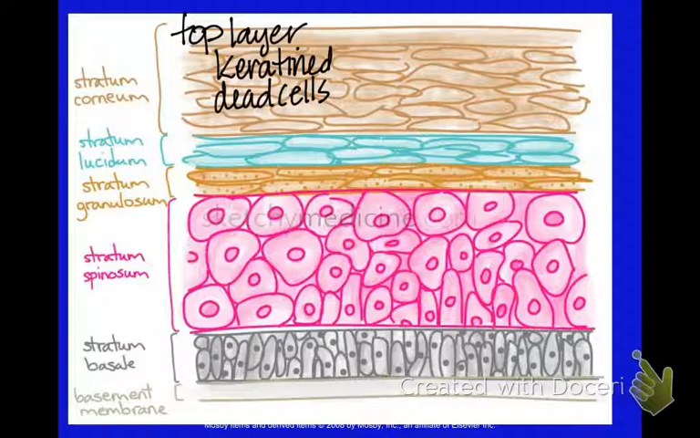Underneath it is the stratum lucidum. These cells are clear on the inside. That's why they're called the stratum lucidum. Lucid means clear. The stratum granulosum has granules inside of it, so they have a granular appearance to their cytoplasm. Stratum spinosum have a spiny appearance to the cells. And then the stratum basale is also known as the germinativum, right?